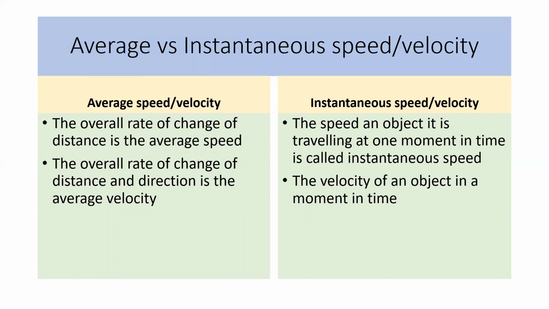Unit number 4 is about average versus instantaneous speed or velocity. I have already explained the difference between the average speed, velocity and instantaneous speed, velocity. The overall rate of change of distance is the average speed, and the speed of an object at one moment in time is called instantaneous speed. The overall rate of change of distance and direction is the average velocity. The velocity of an object at a moment in time is the instantaneous velocity.